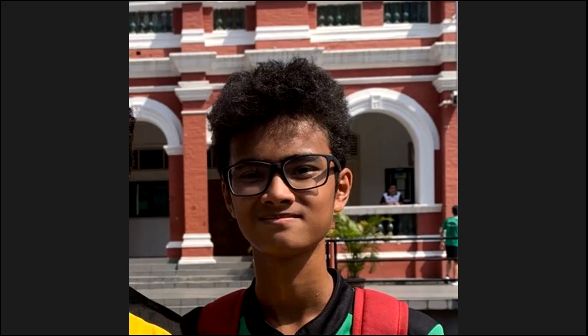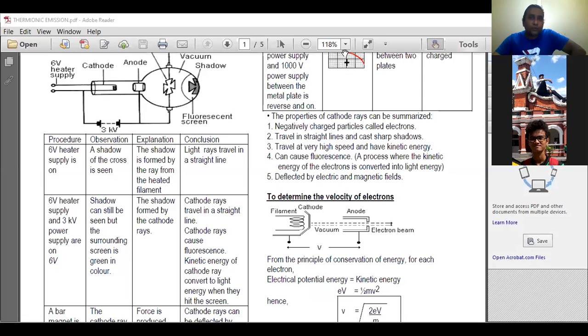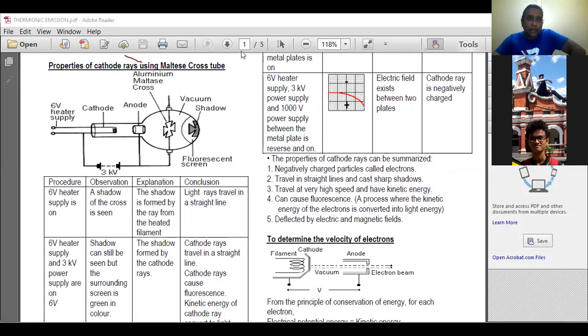The second procedure. What we do now is we're going to on the filament and the anode. Now, when you on the filament and anode, electrons will be released by the cathode, and then this anode is going to pull the electrons. So cathode ray will be produced. You'll be able to produce cathode ray.